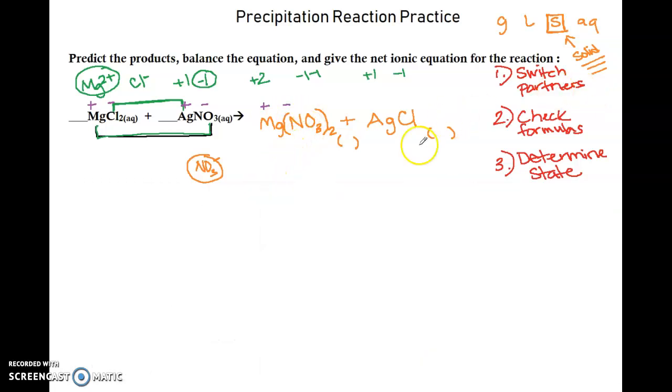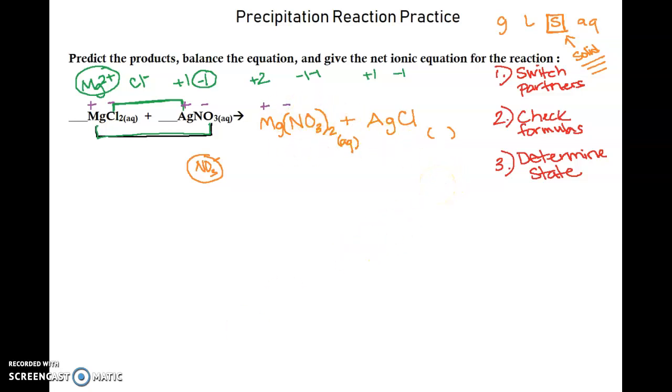Now I do not put an S there, because remember S doesn't mean soluble. I put an AQ. Dissolved in water. So if you find that it is soluble from your solubility rules page, then you're going to put an AQ to say that it is dissolved in water. They're not actually attached to each other.